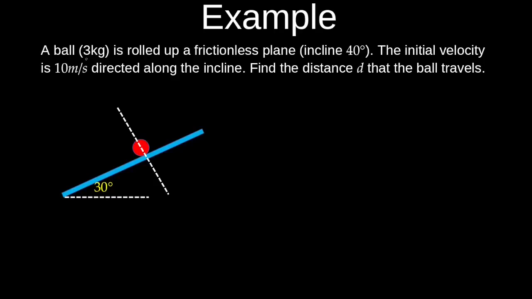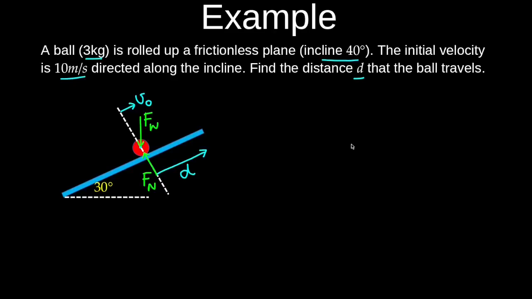A 3 kilo ball is rolled up a frictionless plane with an incline of 40 degrees, and the initial velocity is 10 meters per second, directed along the incline. Find the distance d that the ball travels. So we took the origin at the ball. Now taking a free body of the ball, we find the following forces acting on it. So the force of weight and a normal force.